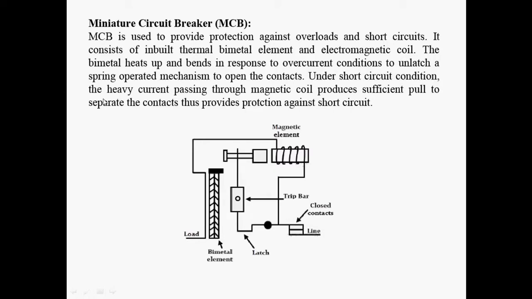Under short circuit condition, the heavy current passing through the magnetic coil produces sufficient pull to separate the contacts, thus providing protection against short circuit. This coil produces sufficient magnetic pull because of magnetic force, and this disturbs the contacts and thus the contacts are opened. This latch is bent by this electromagnetic force.